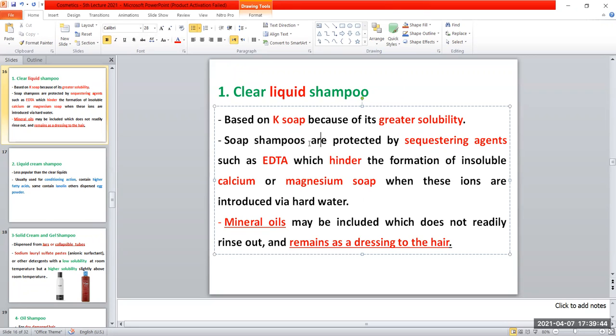Soap shampoos are protected by sequestering agents such as EDTA, which hinders the formation of calcium or magnesium soap. So we also add a sequestering agent to prevent the formation of hard soap when we rinse our hair with hard water. Mineral oils may also be added to clear liquid shampoo to act as a dressing on the hair, providing lubrication and a layer on the hair to keep it looking healthy and glowing.